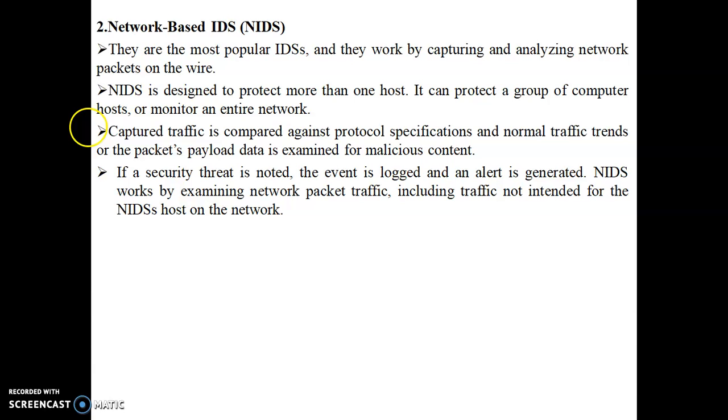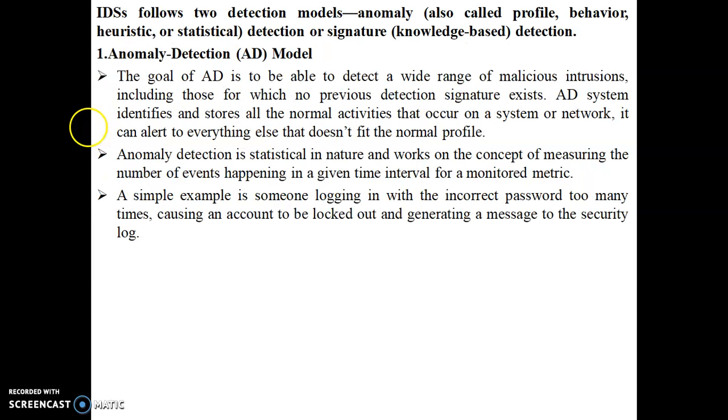Okay, the next. IDS follows two types of detection models, right? Anomaly and signature detection model. Now, what is the anomaly detection model? Anomaly detection stands for AD.